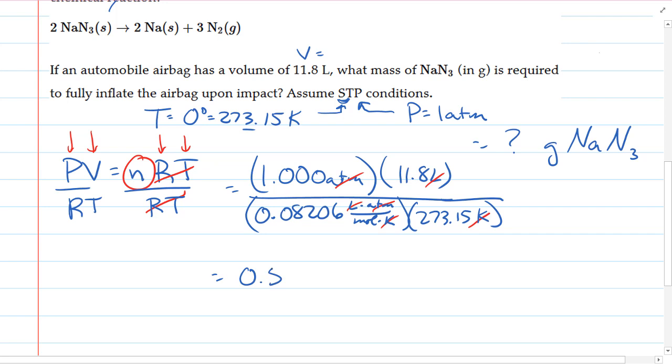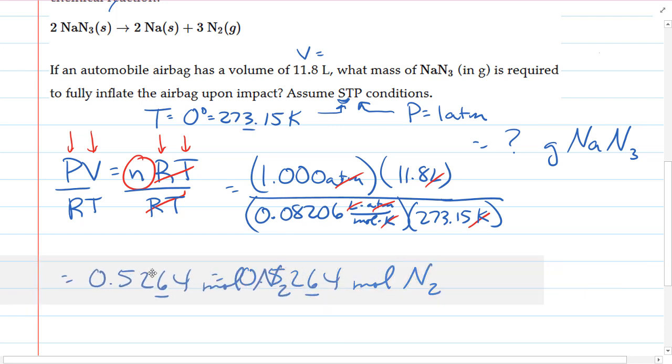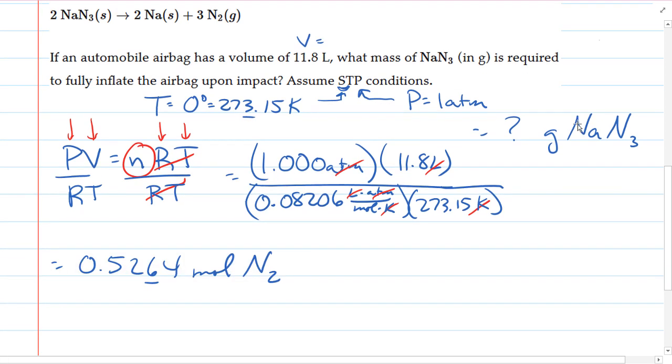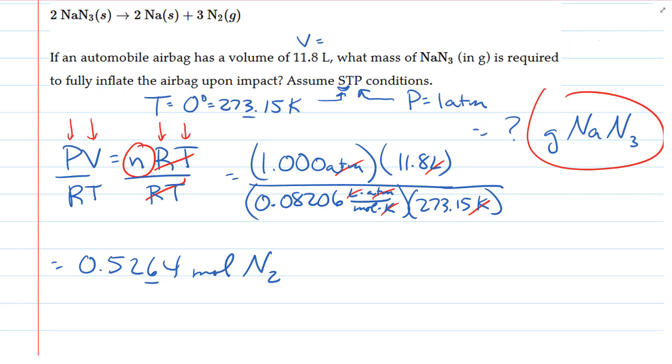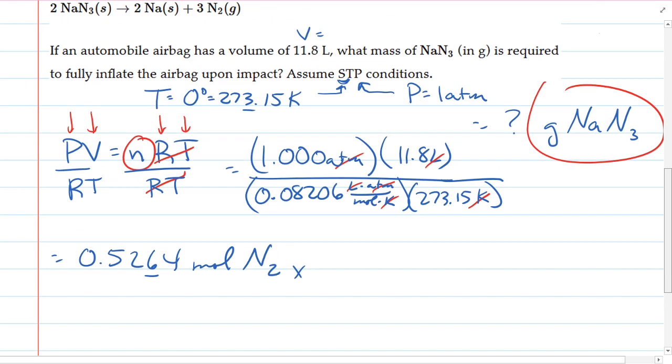Upon doing so, I'm going to carry an extra digit, so this is going to be 0.5264. Again, it should really only have 3 sig figs, but the label on this is moles. And again, this is moles of which stuff? Alright, so this is moles of nitrogen. So I'm going to go ahead and slide this over here just a bit. We're not looking for moles of nitrogen, we're looking over here for grams of the sodium azide. So with our moles of N2, our next step is going to be to do what?